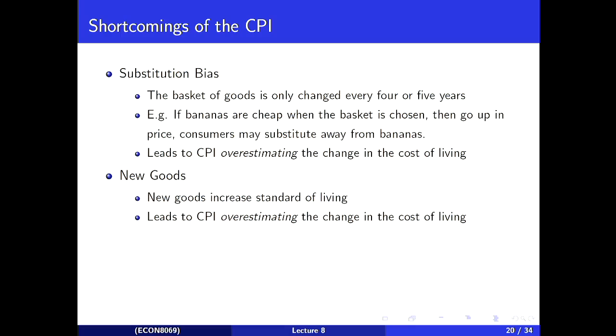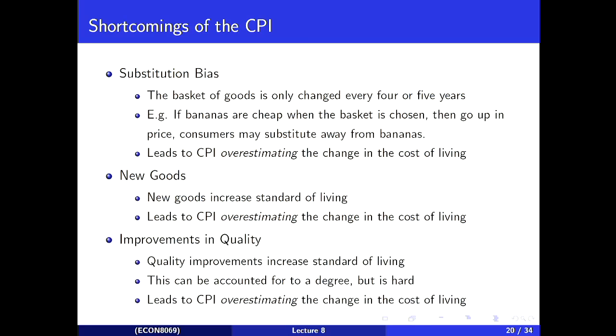You could, I guess, have a flip side of this, which is lost goods or the removal of goods or services from the economy, which would cause CPI to underestimate the change in the cost of living. But that's obviously much less prevalent. We don't really see goods and services leaving the economy so much. We tend to think of new types of goods and services being produced.